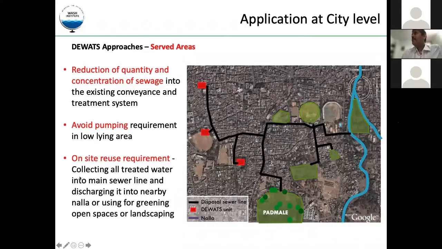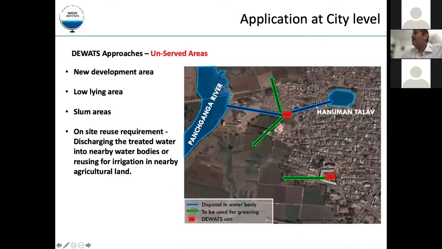Apart from that, it can also be used for the unserved areas, basically for a new development area and a low-lying area, slum areas also in many places, because these places have not been covered by the centralized system for different reasons. So in such places also decentralized systems are possible. And of course, the last one is the on-site, wherever the reuse requirements are there.